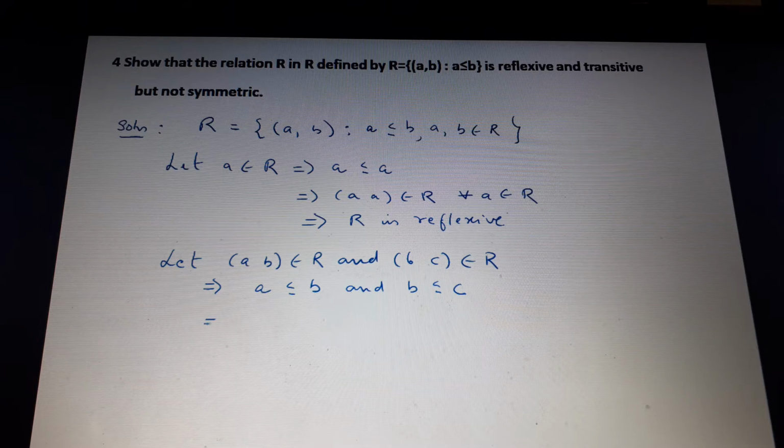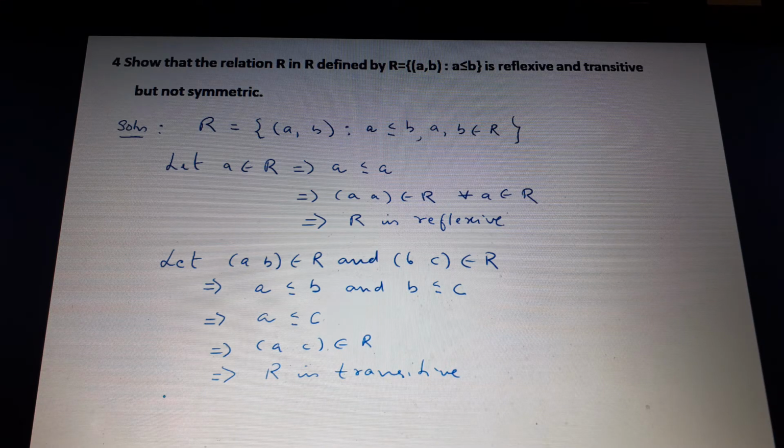So now a simple property of mathematics: if a number a is less than or equal to b and b is less than or equal to c, definitely a should be less than or equal to c. So this implies (a, c) belongs to R. So (a, b) belongs to R, (b, c) belongs to R implies (a, c) belongs to R. So definitely R is transitive.